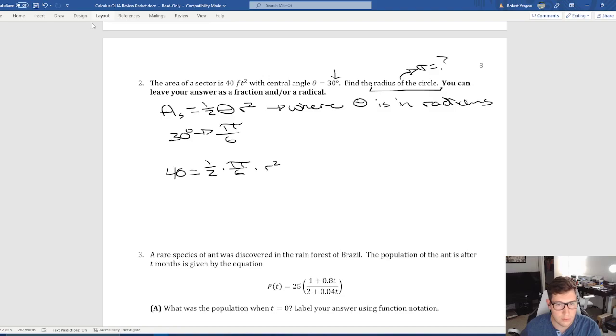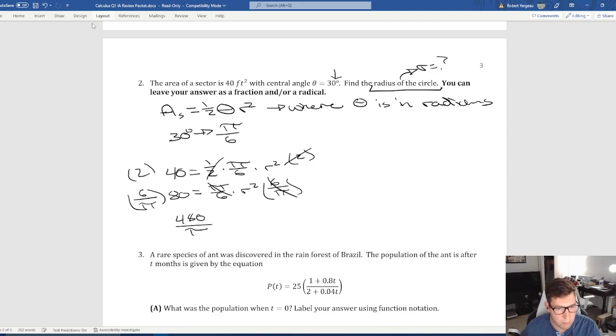First thing I'm going to do is multiply everything by 2. That's going to cancel with the 1/2. Remember, I have to do it on the other side. 80 is equal to pi over 6 times r squared. From here, I'm going to multiply by the inverse of my fraction, so I'm going to multiply by 6 over pi on both sides. Cancels. Beautiful. On the left, I'm going to have 480 over pi is equal to r squared.